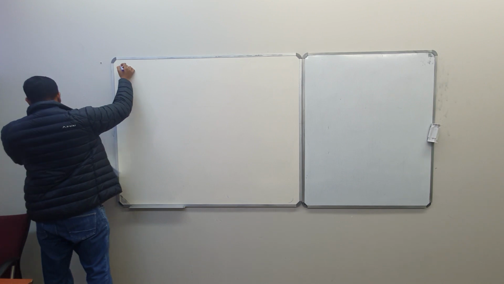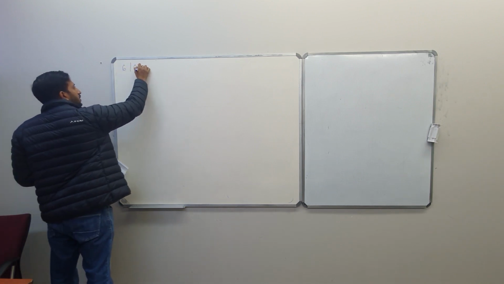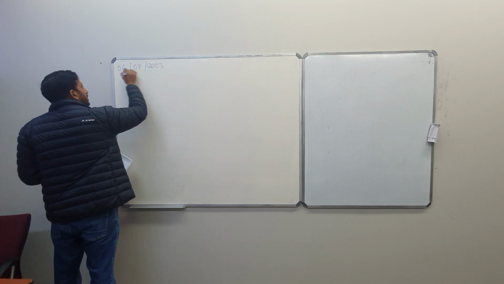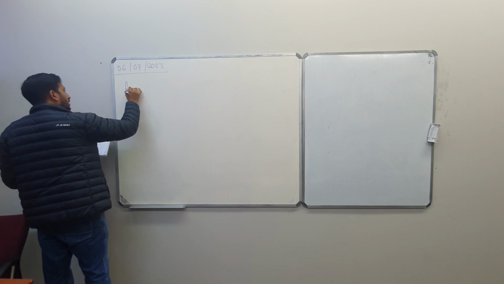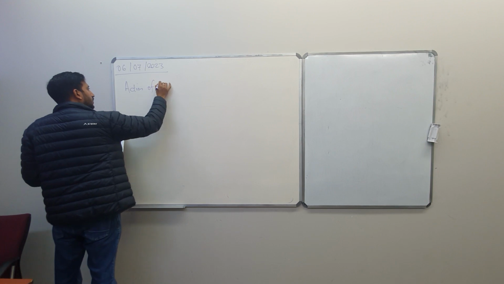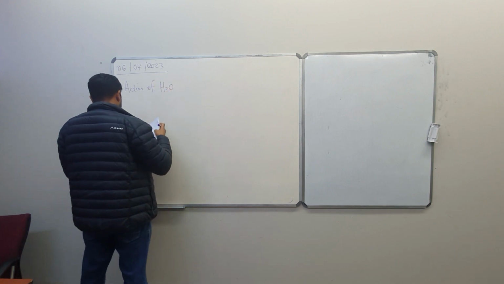Today's date is the 6th of July 2023. Looking at the action of H2O on metals.